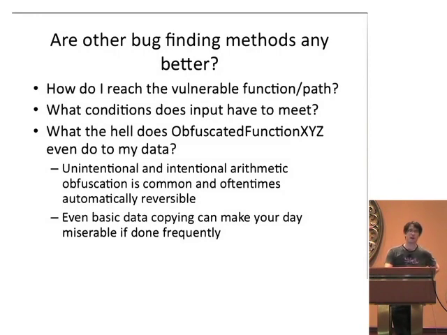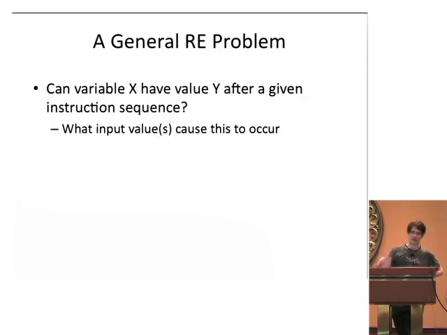Even basic data copying. If you have like 150 moves and LEAs and that kind of stuff, it's not complex. The instructions, their semantics are very simple. But actually trying to figure out the relationship between input data and output data is non-trivial. So a general reverse engineering problem is, given we have a function, can a variable, we call it x, have a value y after a given instruction sequence? Tends to be a lot of what we do.